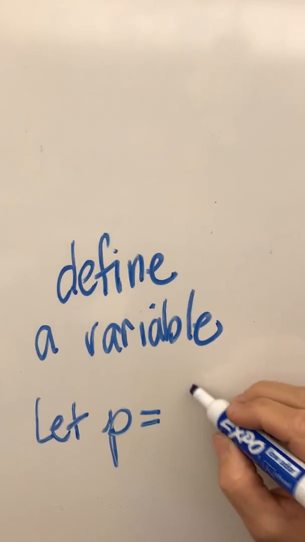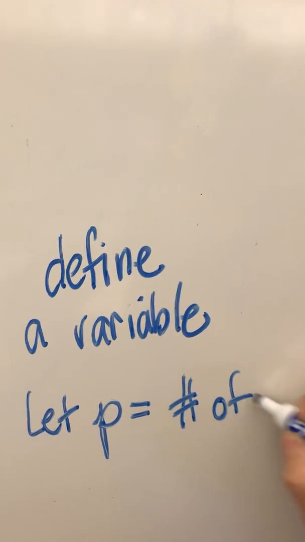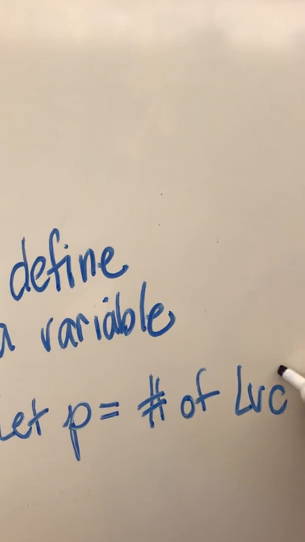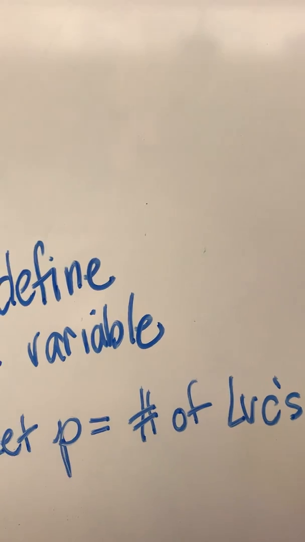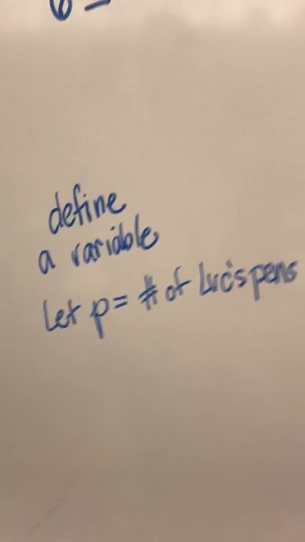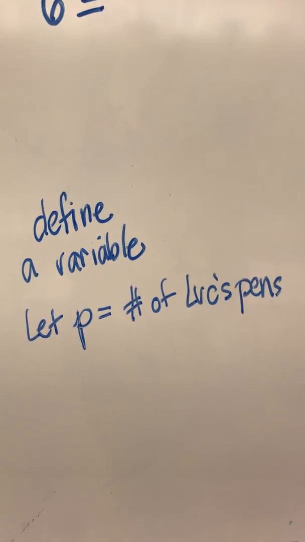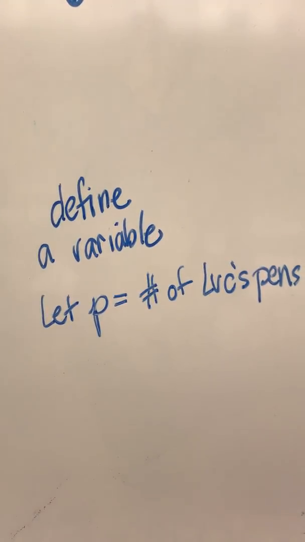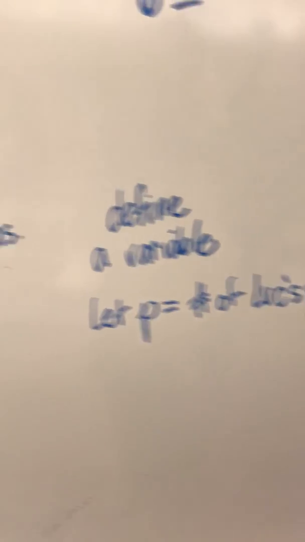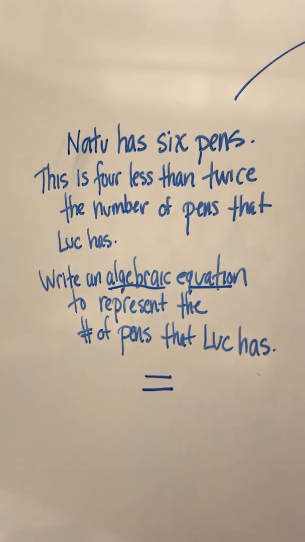Let P equal the number of Luke's pens. Okay, that's an important thing. You actually have to take a moment and write it down. So we have defined our variable. P is the number of Luke's pens. And now we're going to come back over here.